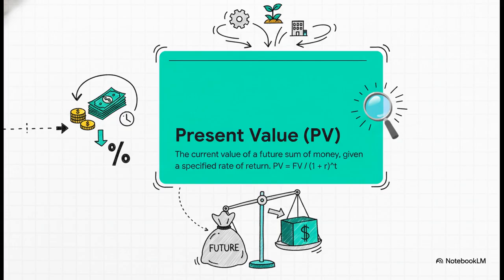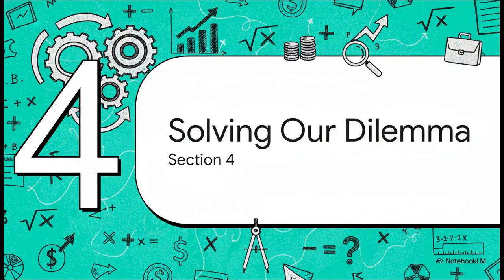This process is called discounting, and it is the absolute bedrock of modern finance. It lets us put a real, today-in-your-hand value on any future amount of cash so we can finally compare different opportunities apples to apples. And just like that, we've come full circle. We are now officially equipped with the analytical tools we need to solve that opening problem we started with.